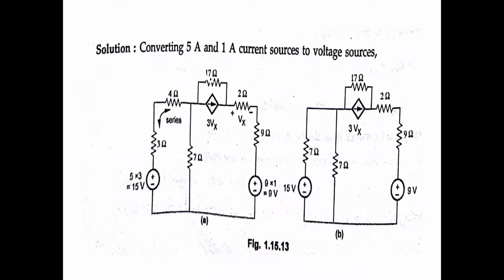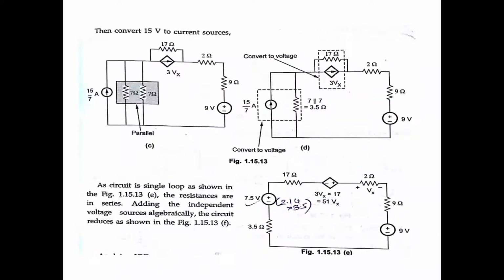Here 5 into 3. Current source to voltage source, 5 into 3, 15 volts. Here 9 into 1, 9 volts. 3 plus 4, 7, so 7 ohm as it is, 17 as it is, 2 ohm as it is, 9 ohm as it is, 9 volts. So 15 volts and 9 volts.